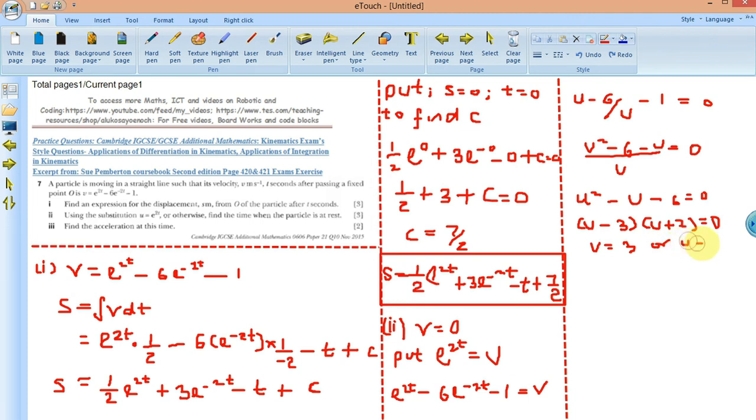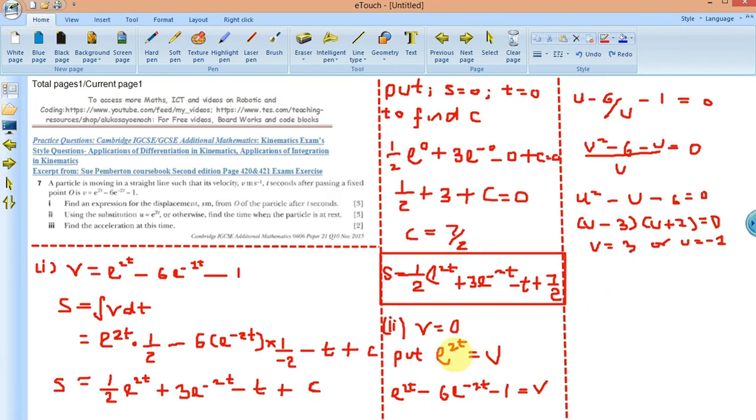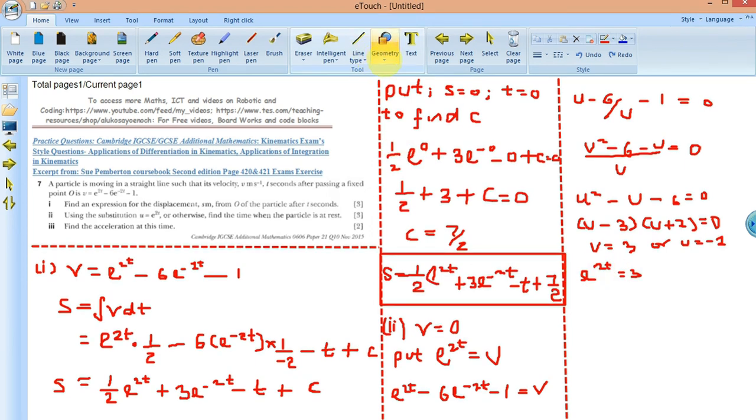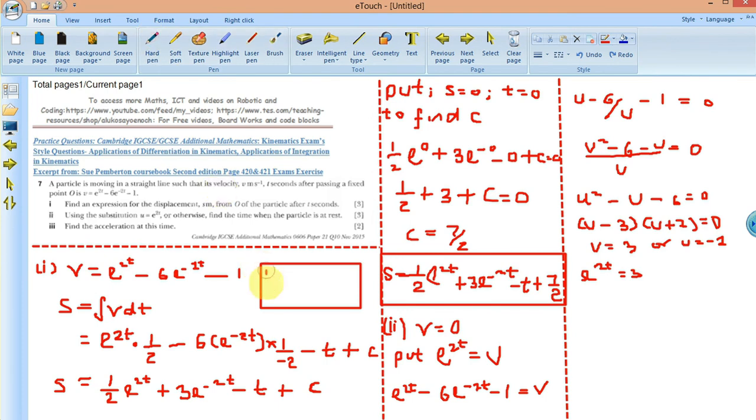But don't forget that from the onset, we put u to be exponential 2t. So by implication, exponential 2t equals 3. So we want to find t. In order to eliminate the exponential, just take ln of both sides. Let me put something in a rectangular box here, just for you to recall. Log to exponential base is the same thing as ln. Log is an operator, okay?